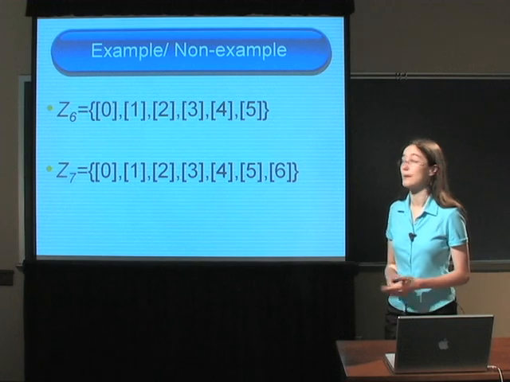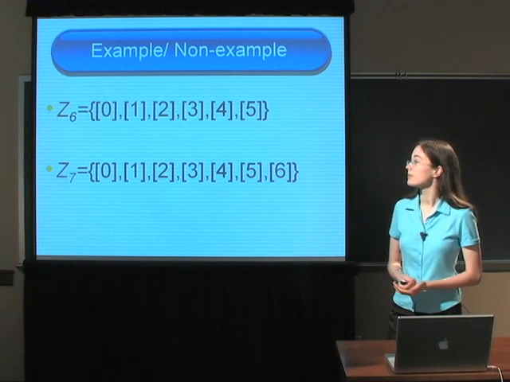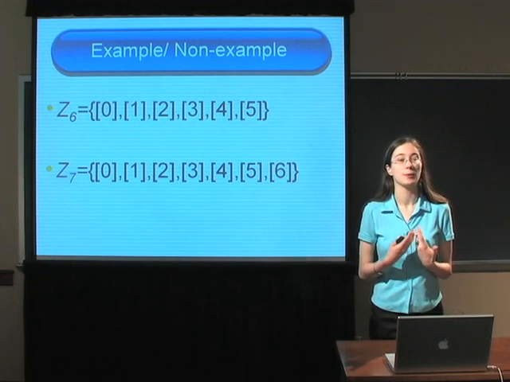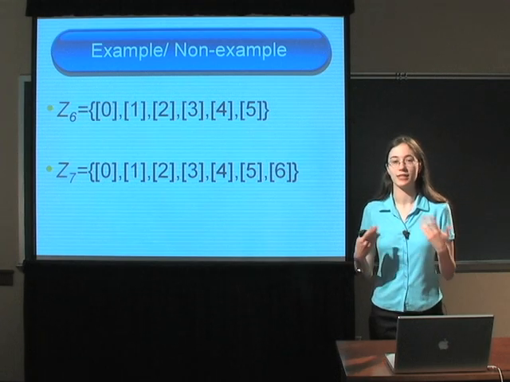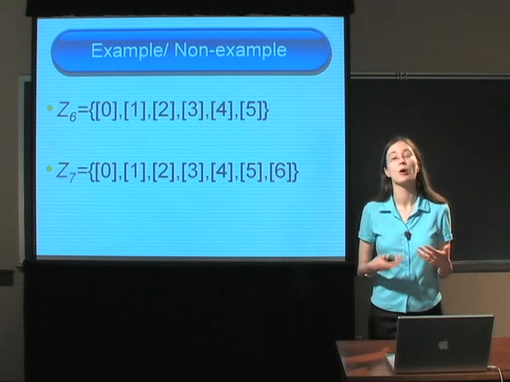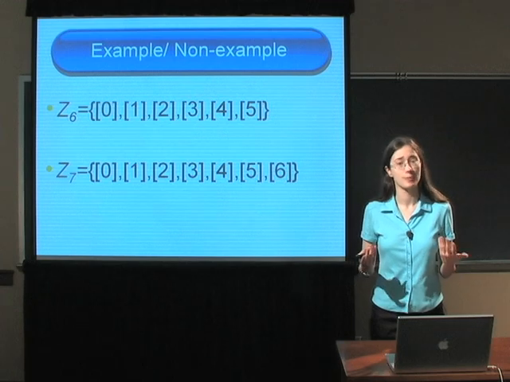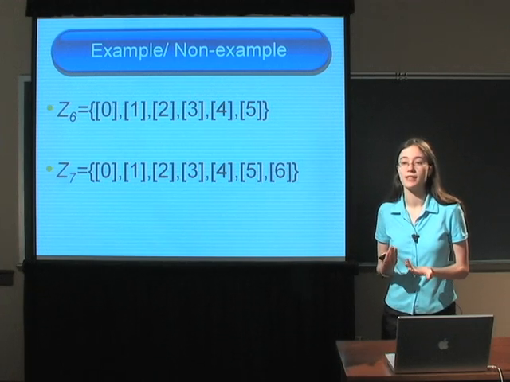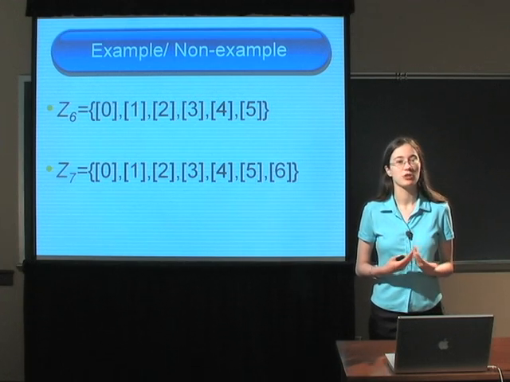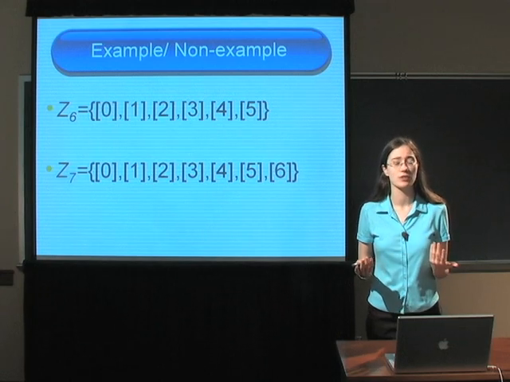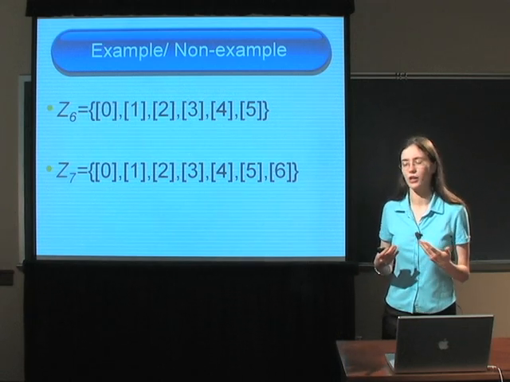Let's consider a few examples. Look at Z6. We know that Z6 has multiplicative commutability because 2 times 3 is 6 and 3 times 2 is 6. Modulo 6, that makes it 0, but it's both the same answer. We also know that Z6 has a multiplicative identity because you can multiply 1 by any of those numbers and you'll still get back the number you started with.